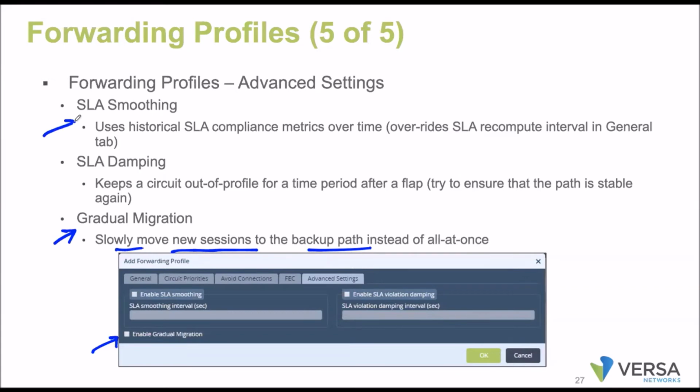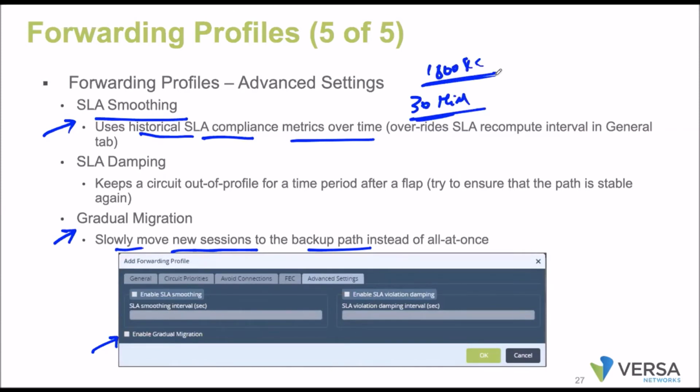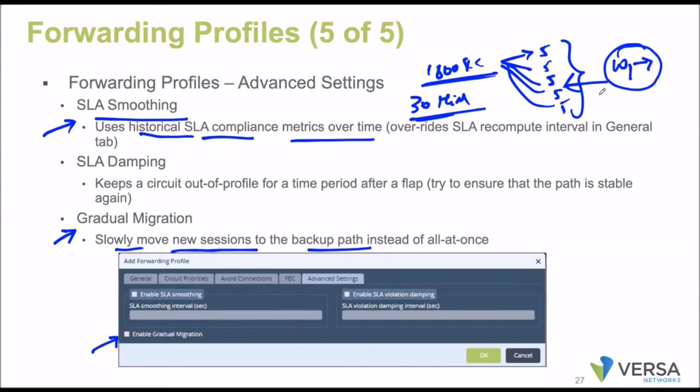When it comes to the SLA smoothing, this is what Vignesh you were asking about. The SLA smoothing will try to use the historical SLA compliance metrics over time. For example, here I mentioned 30 minutes, so 1800 seconds. The recompute timer is going to happen every 5 minutes. It uses these values, the historical information, and tries to decide whether that interface has to be put back to forwarding the traffic or not. You can mention this SLA smoothing for it.